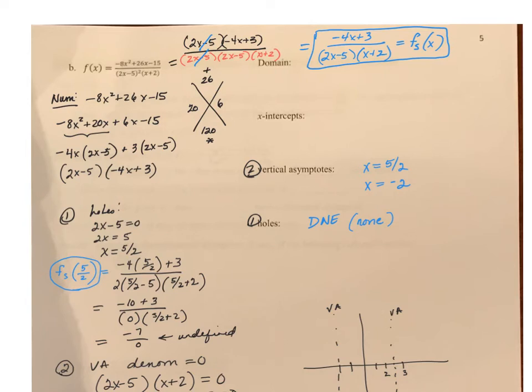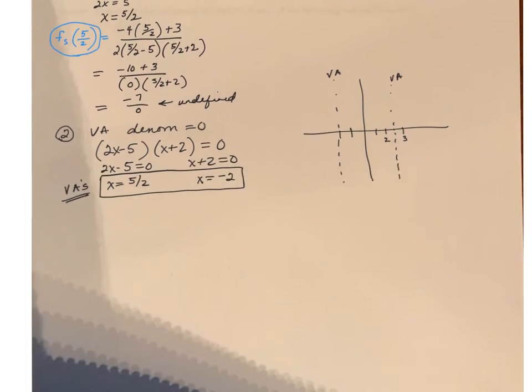Okay, so from here, we're going to move on. We can go ahead and find the domain because we know that the domain excludes any holes and excludes any vertical asymptotes. So when I'm looking at the domain, it'll be, let's see, -infinity to -2 union -2 to 5/2 union 5/2 to infinity will be my domain. And then finally, the last thing I'm going to find is the x-intercepts. And of course, the x-intercepts are where the numerator is equal to 0. So my numerator is -4x plus 3.